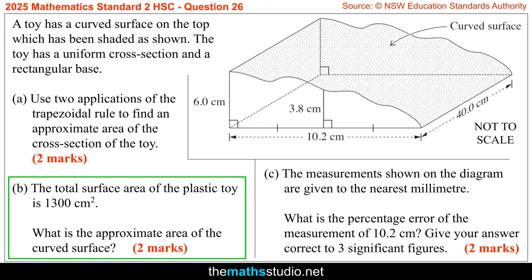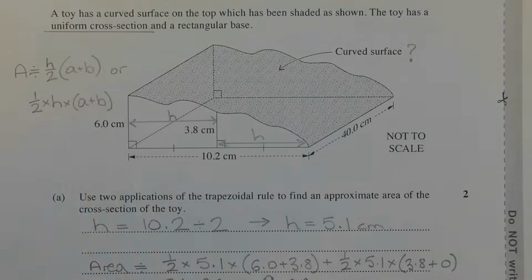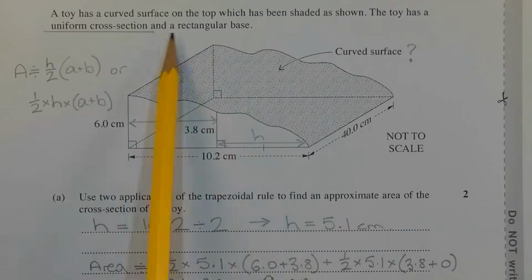Part B. The total surface area of the plastic toy is 1,300 square centimeters. What is the approximate area of the curved surface? Looking at the diagram, we can see that the toy is a three-dimensional object made up of 5 surfaces. We have the curved surface, the front surface, the back surface, the left surface, and the base surface. In the preamble of the question, it is stated that the toy has a uniform cross-section and a rectangular base.